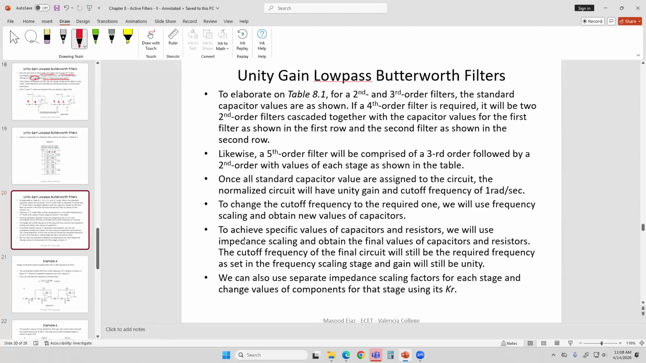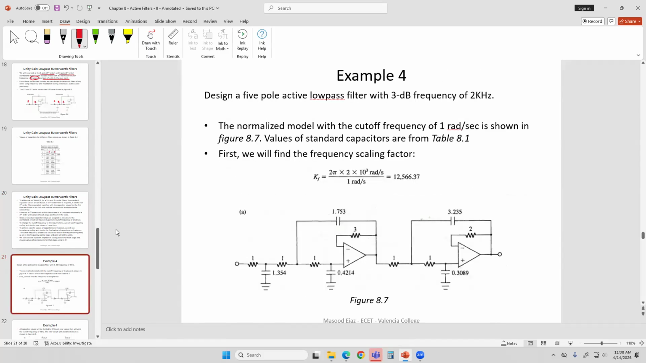This is all we discussed. To achieve a specific value of capacitor, we will use impedance scaling, and we can use separate impedance scaling as well. So let's look at the example. Design a 5-pole active low-pass filter with 3 decibel frequency of 2 kilohertz. So this is your fC, 2 kilohertz.